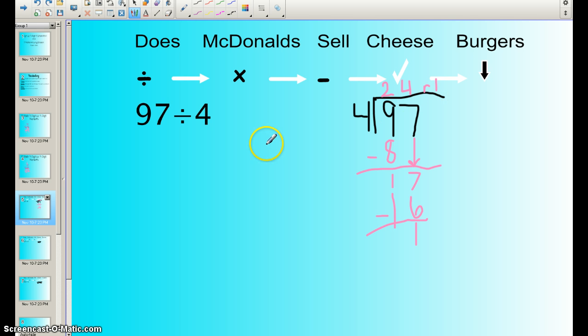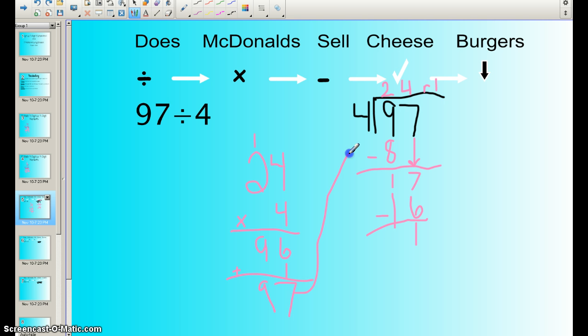And now I'm going to check my problem using multiplication. 24 times 4, I'm going to use my quotient, multiplied by my divisor. I'm going to multiply those together. 4 times 4 is 16. 4 times 2 is 8, plus 1 is 9. There's 96. And I had one remainder, so I'm going to add that. 96 plus 1 is 97.